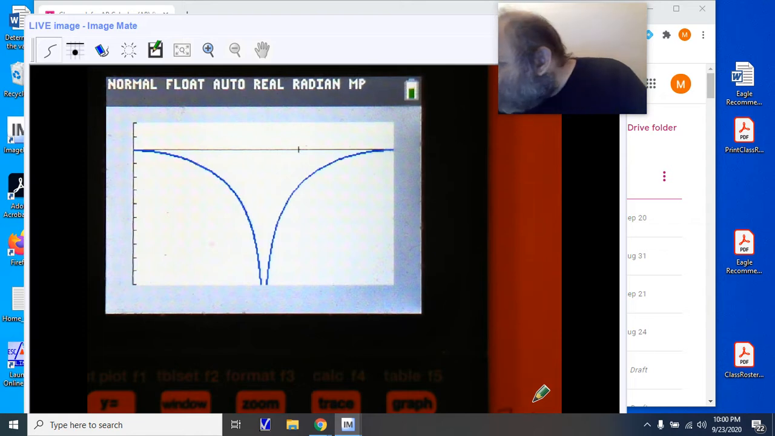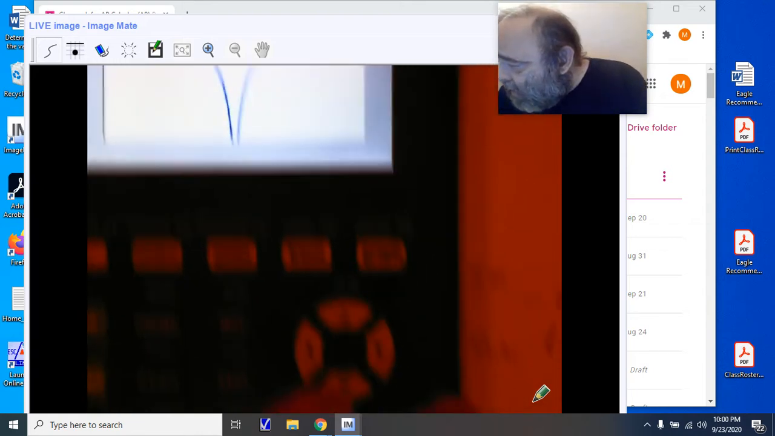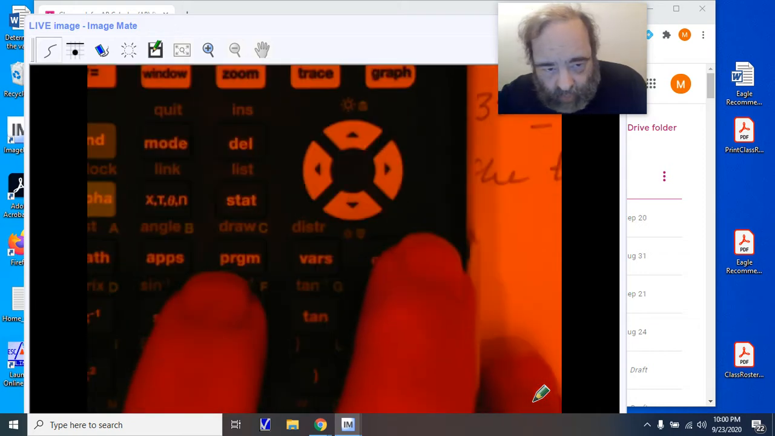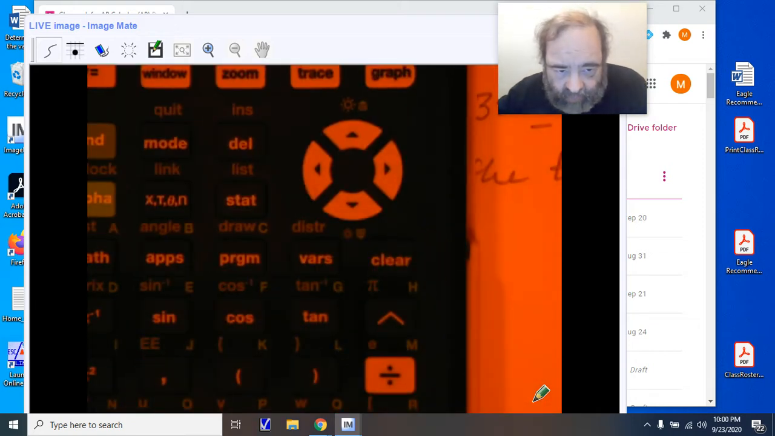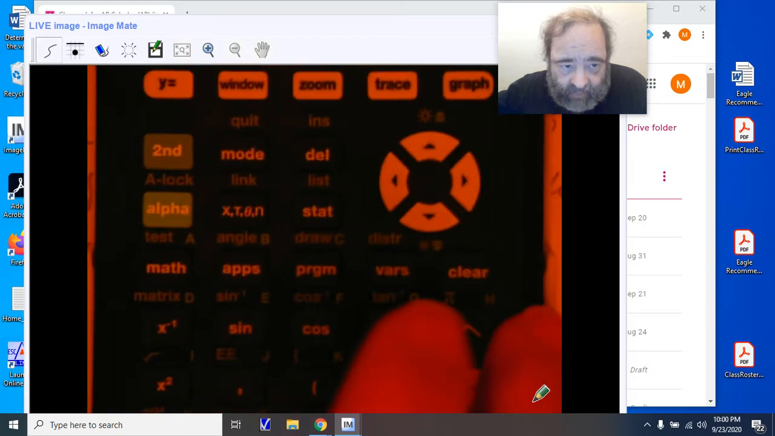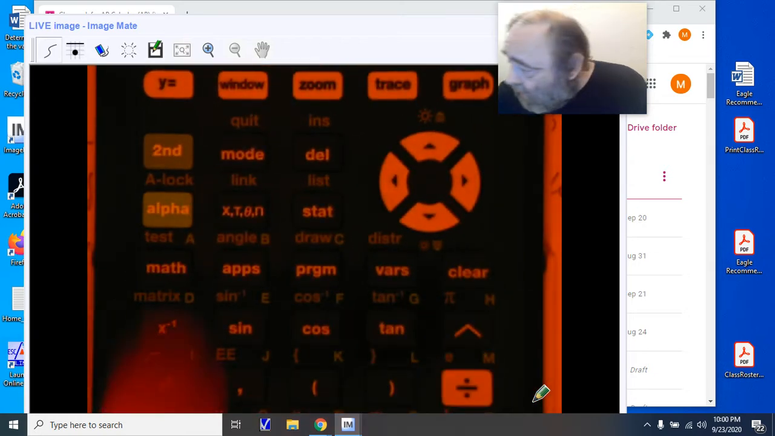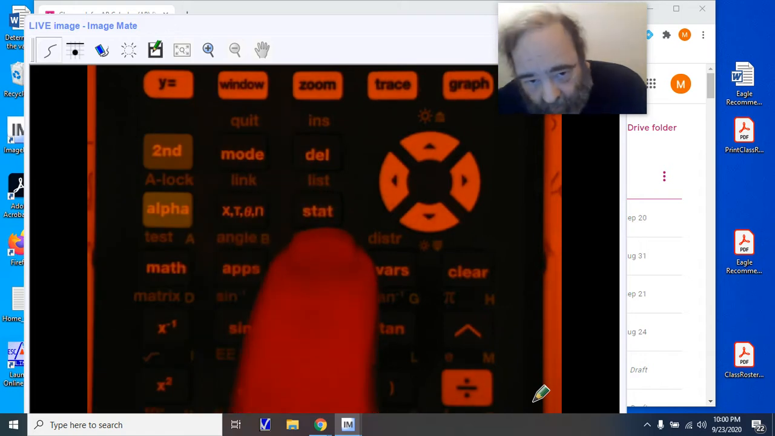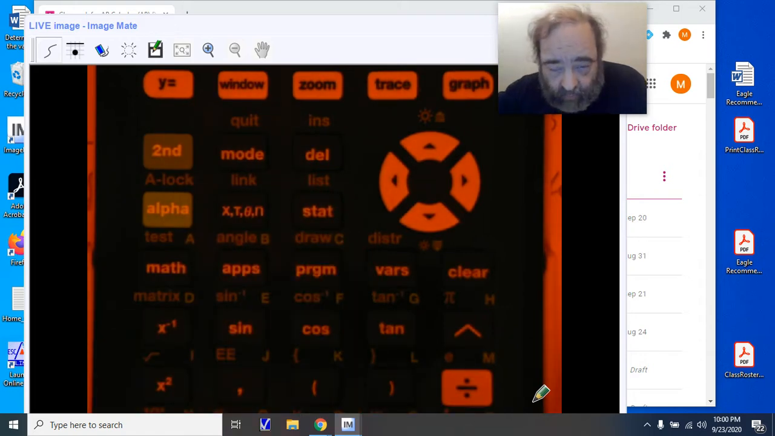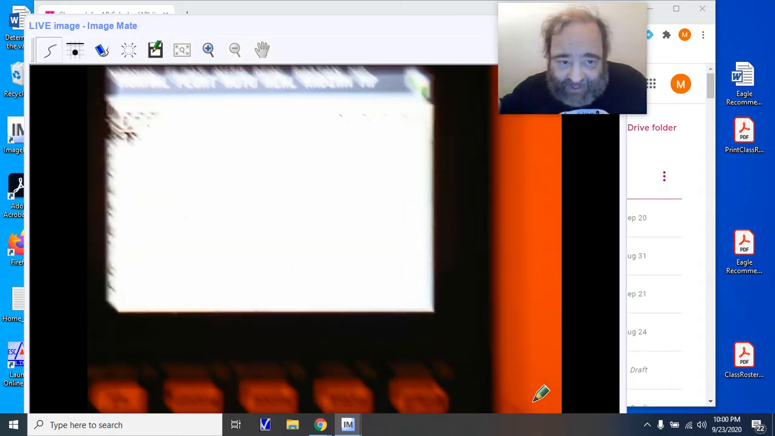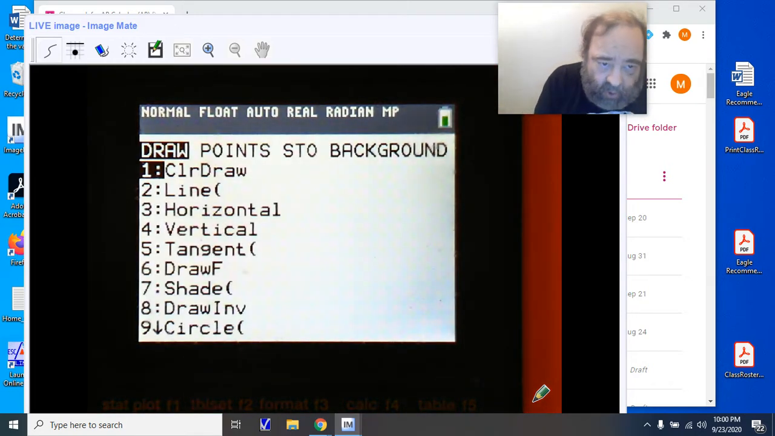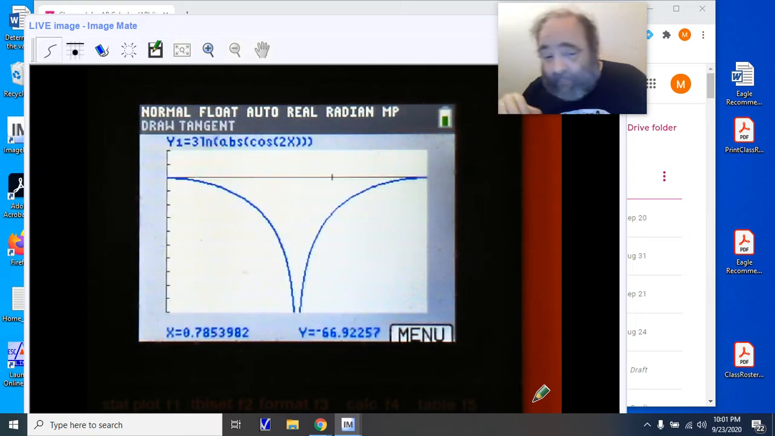So now we're going to take a look at the program menu. Program is right below stat, right above cosine, and we have to hit the second button to get there. So we're going to do second program. Did you see that? Second program takes us to a very special field called draw. Now we want to draw the tangent line, and that's 5. The tangent line is 5. So we're going to hit 5.